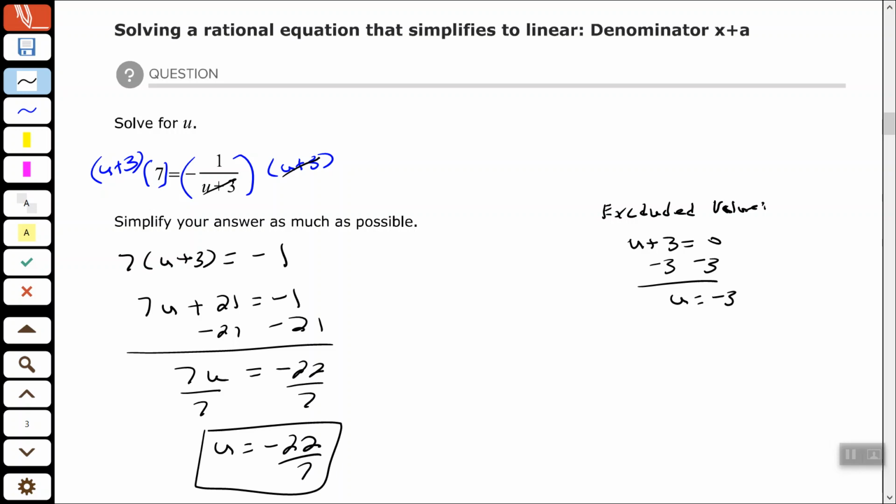So we end up with u equals -22 over 7. And that is not our excluded value, so we're good. That's a valid answer. That's all there is to that type of problem.